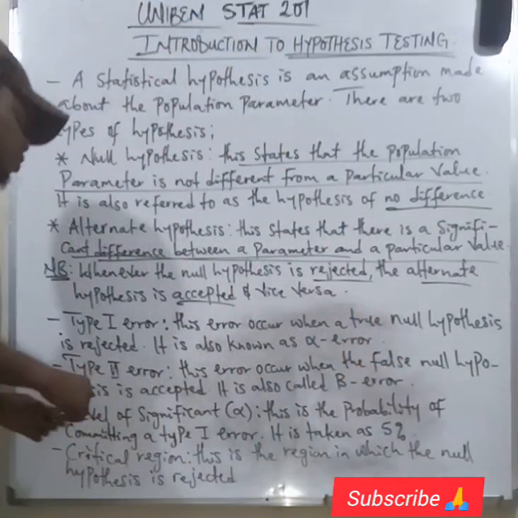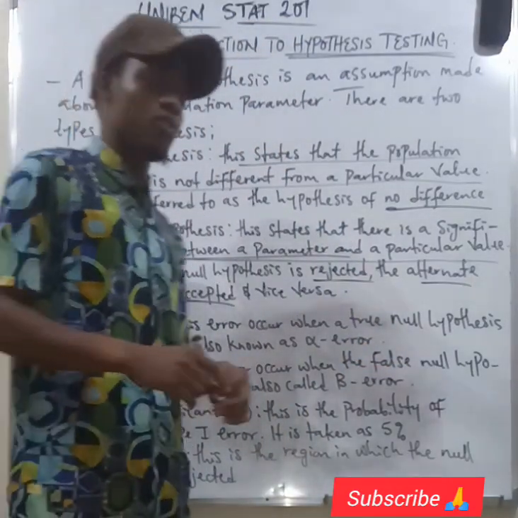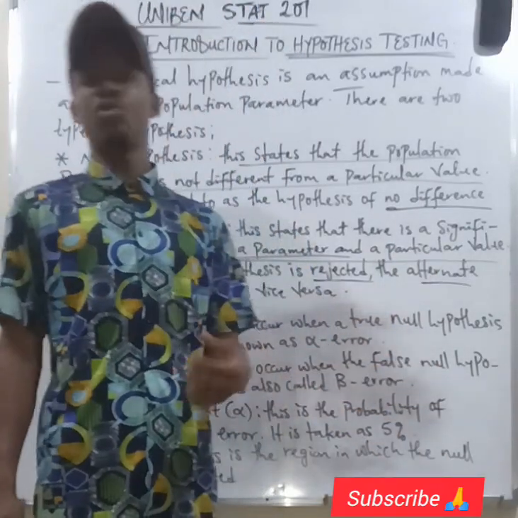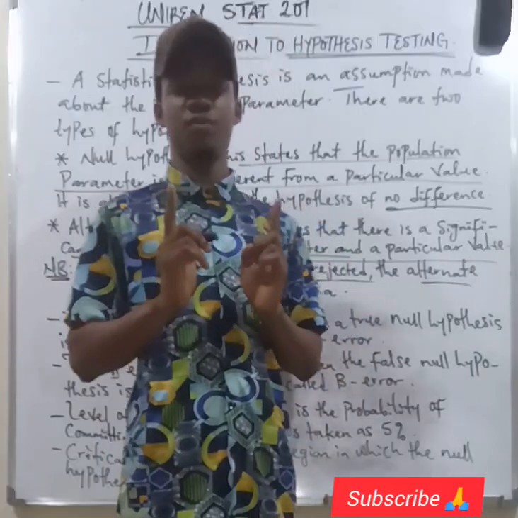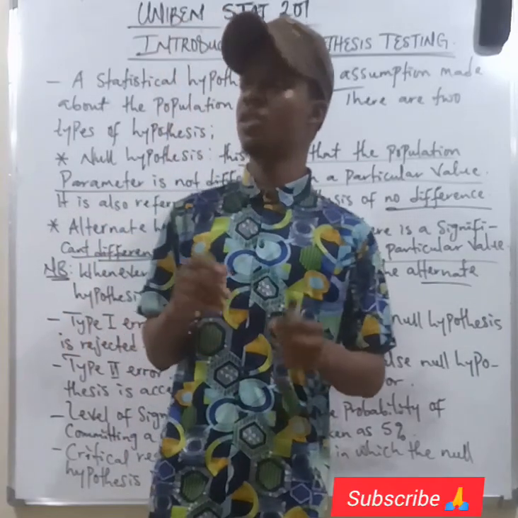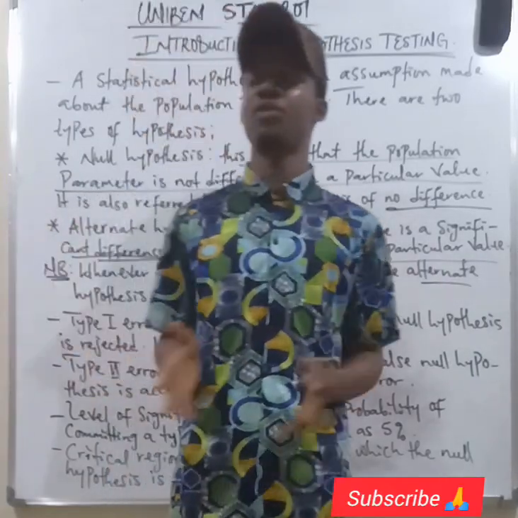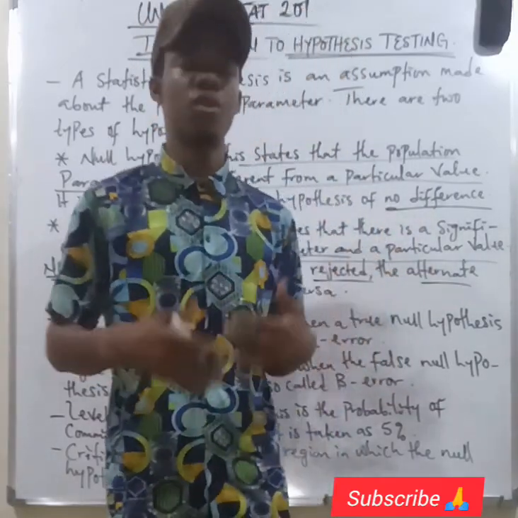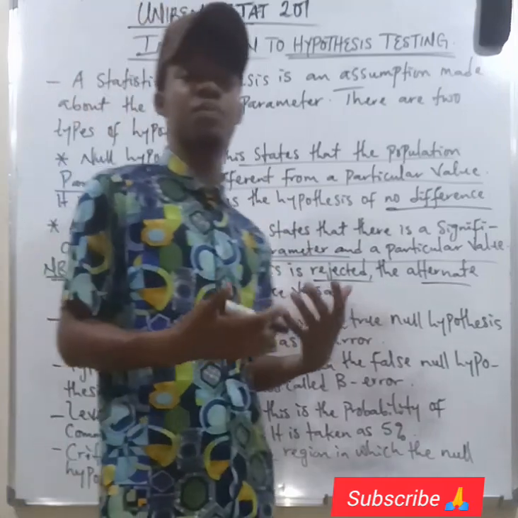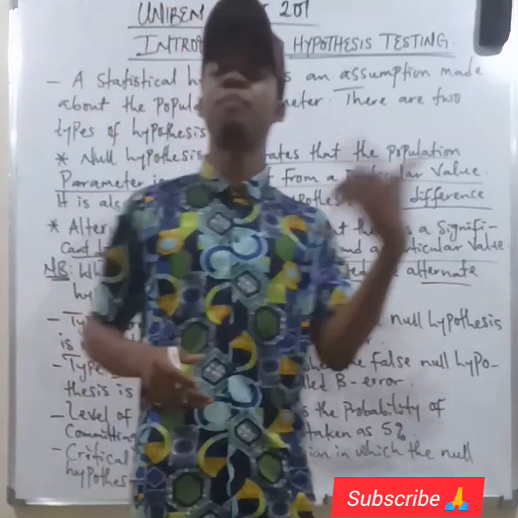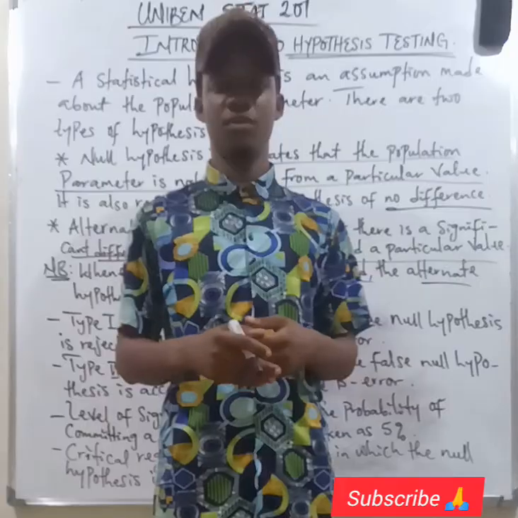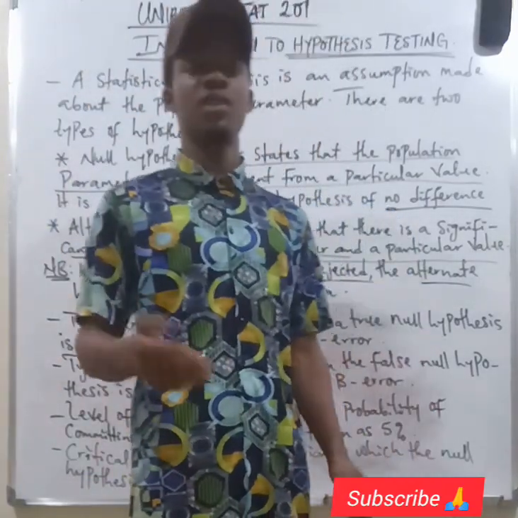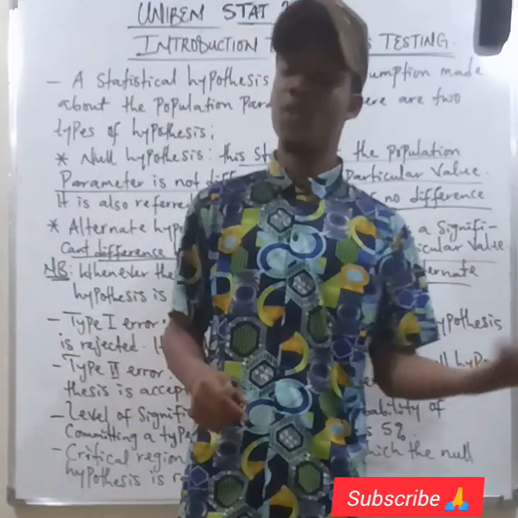Okay, so how do you commit a type 1 error? When you fail to accept a true null hypothesis. So not all null hypotheses are true. That's one thing you must know. The null hypothesis is just telling you that there is no significant difference between what is observed and what is expected, or that there is no difference between the population parameter and a particular value. So you can have a false null hypothesis and you can have a true null hypothesis.